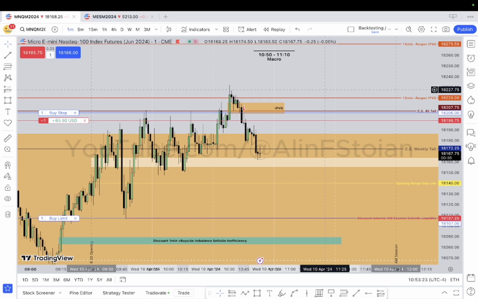Because if the market goes above that immediate rebalance, then it means that it fails. Then it means that the market will go above that high anyways. So I would only go at a minimal loss.